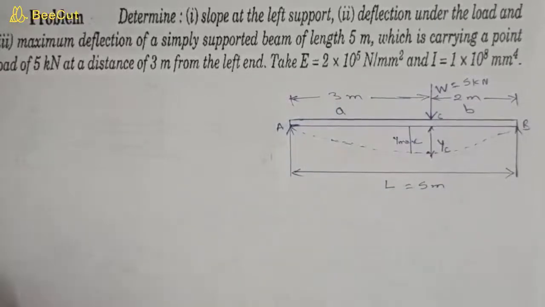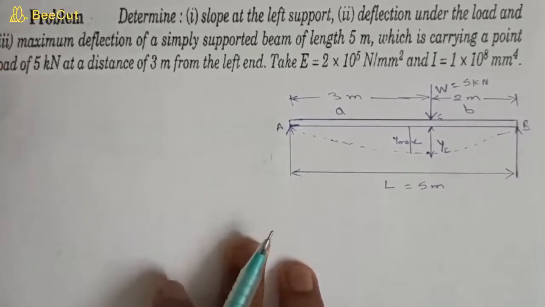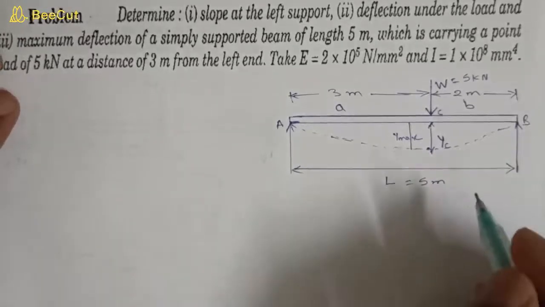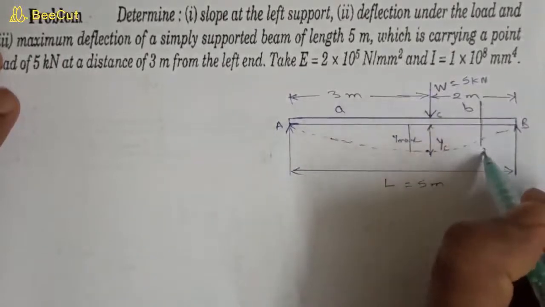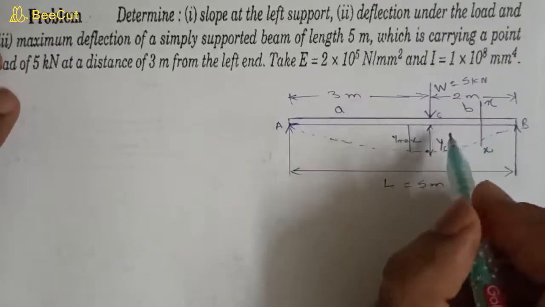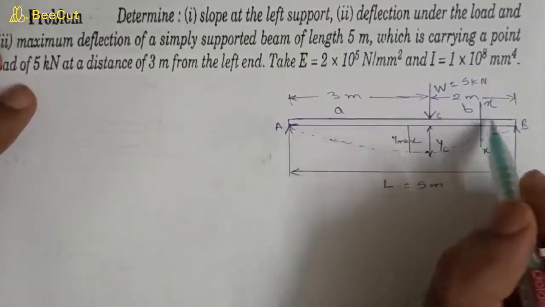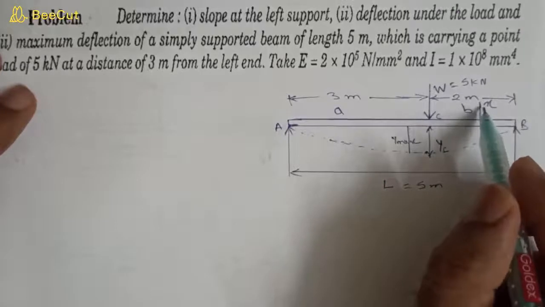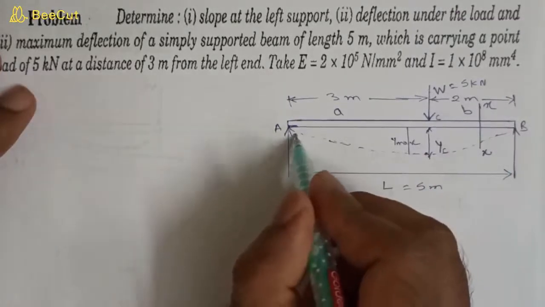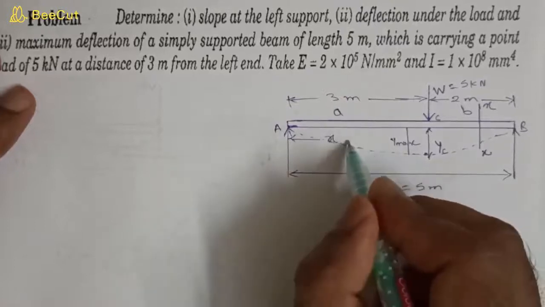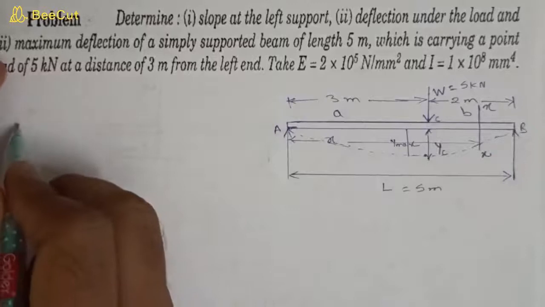So let's apply Macaulay's method for this. So what are the rules in Macaulay's method? First of all, suppose we have to select a section XX, then this section should be in the last portion of the beam. This is the first portion, this is the last portion, so it should be in last portion. Always select section in the last portion of beam. So this is distance X from point A. Then what will be the moment?